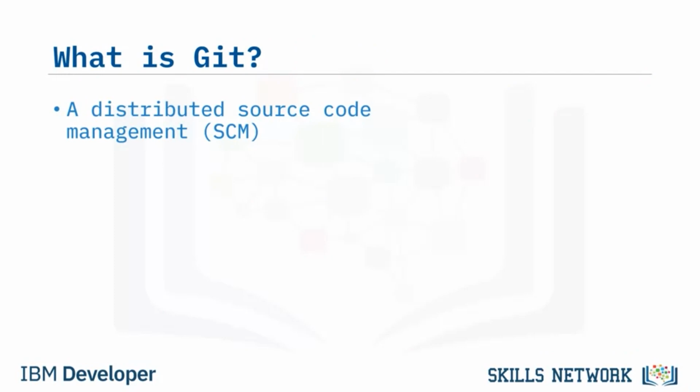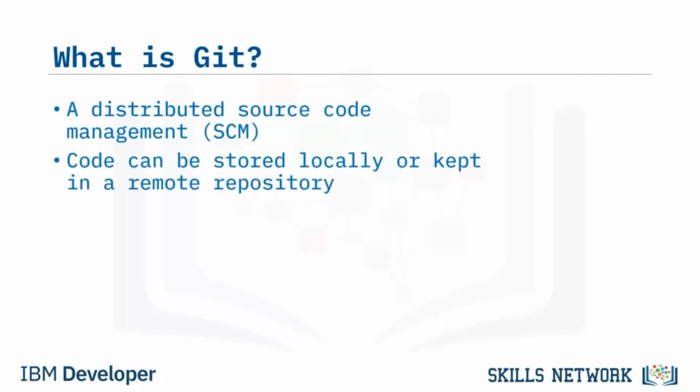Git is a distributed source code management tool used by developers worldwide. It was invented by Linus Torvalds in 2005 for Linux kernel development and is now the most widely used version control system. Code can be completely local, or it can be kept in a remote repository so that developers can collaborate. Every developer also has a full copy of the code.